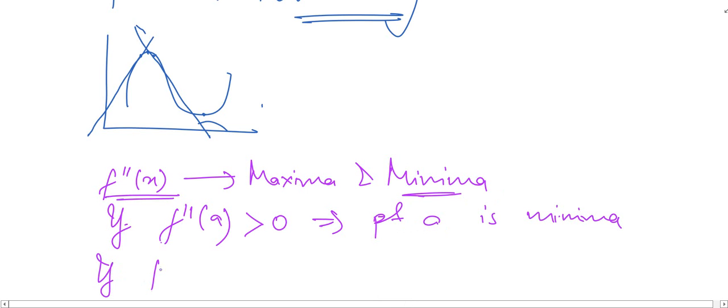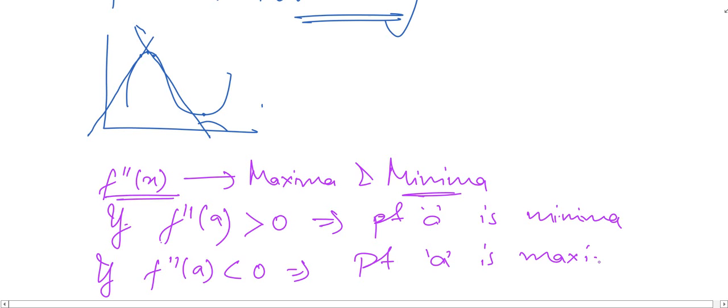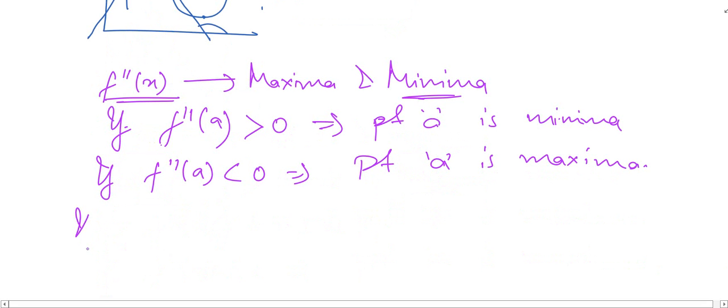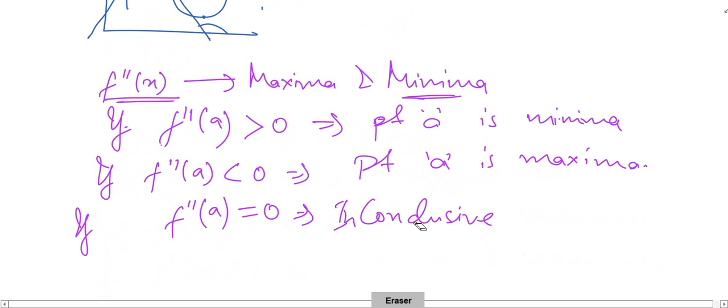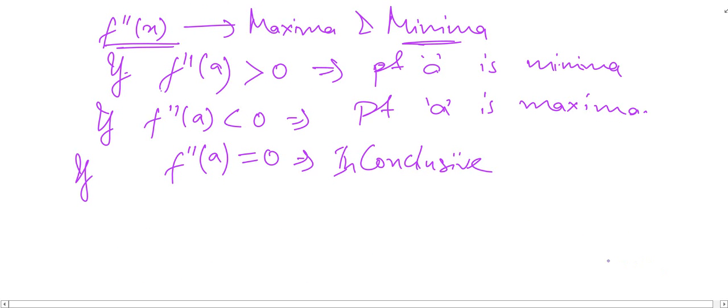Okay, and if f double dash of a is less than 0, then we would say the point a is maxima. And if f double dash of a is equal to 0, then the result is inconclusive. That means we can't say anything about that point, right? And you know what that point is. So yeah, this is the mathematical part.